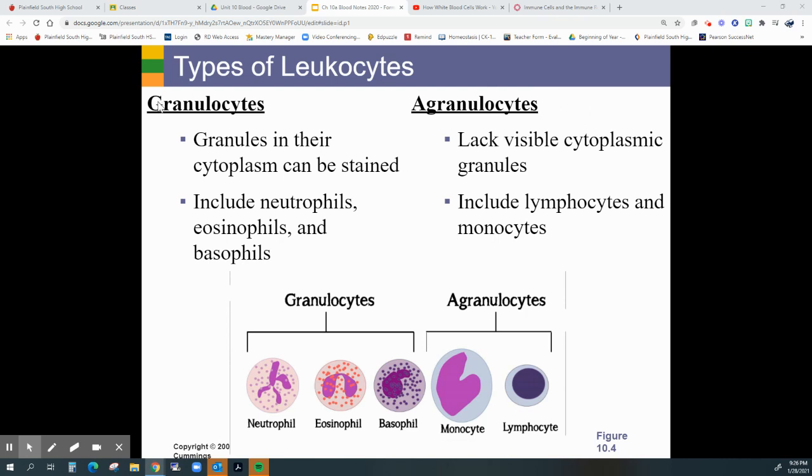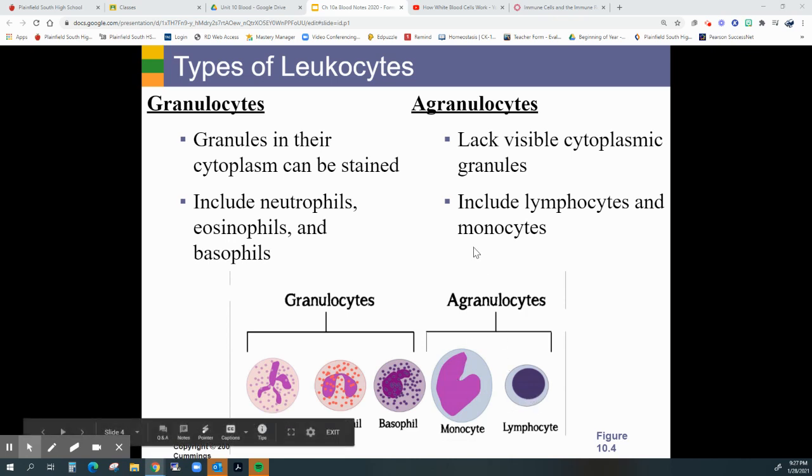So simply the difference here is granulocytes have these little granules in their cytoplasm. So these are your granulocytes here. You've got your neutrophils, basophils, and eosinophils. The other ones you have are your agranulocytes. They lack that kind of granular appearance in their cytoplasm, and you can see them here.